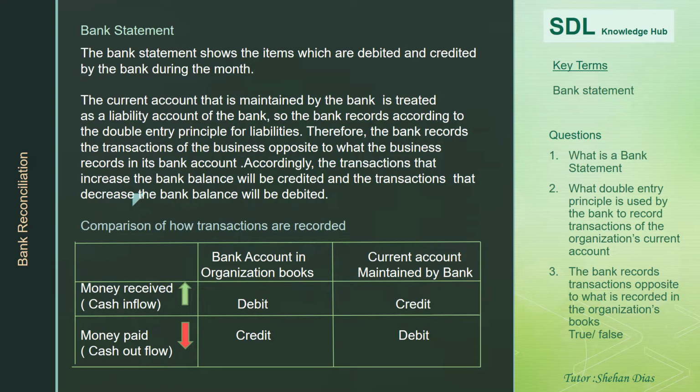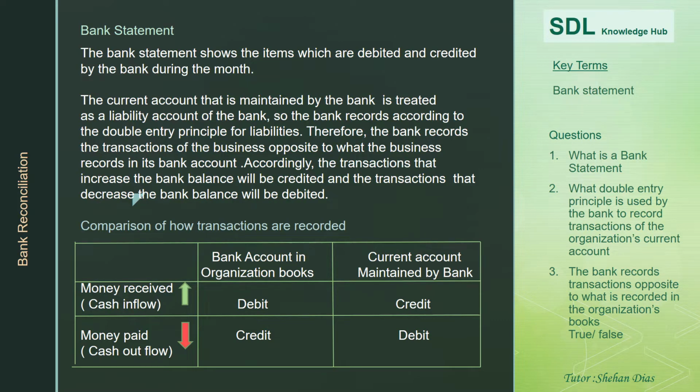Now, the bank statement is issued by the bank, which records all the transactions that happen in the bank current account for a given period. So, it shows all the debits and the credits during that particular period. Now, as you know, the bank account of the business is an asset. So, transactions are recorded in the bank account using the double entry principle for assets.